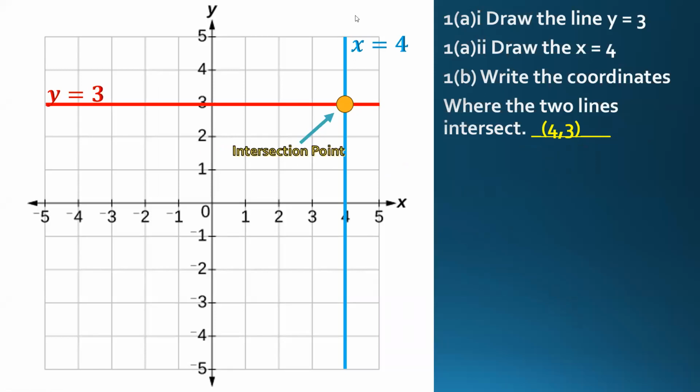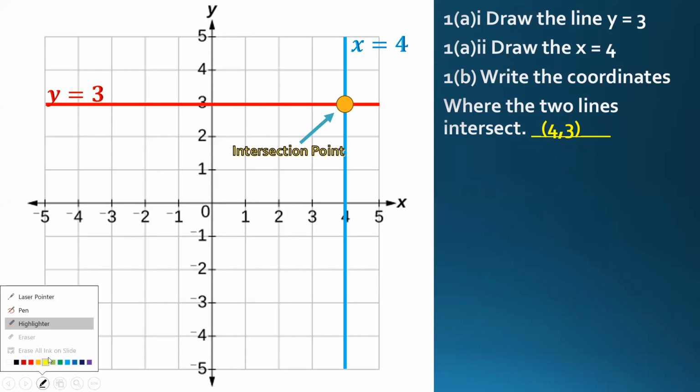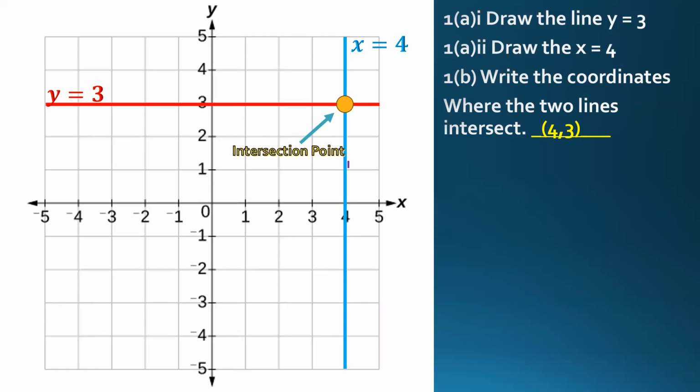So we have, and notice this carefully, let me use a highlight. Let me use a different color, say purple. So we have on the y-axis, 3, right? On the x-axis, we have 4, right? So 4 and 3. And that's how we can determine the intersection point. We put 4 first and then 3, okay?